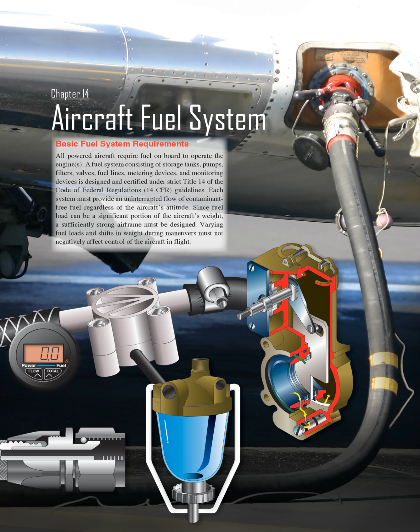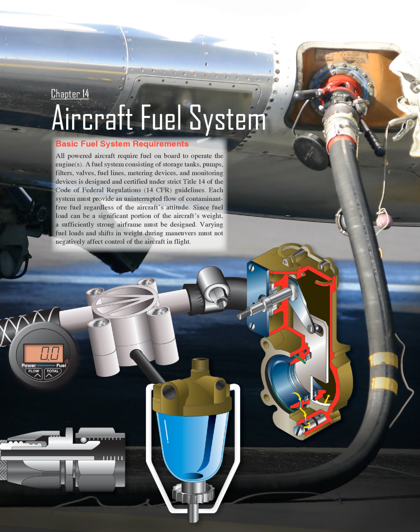Chapter 14 Aircraft Fuel System. Basic Fuel System Requirements. All powered aircraft require fuel on board to operate the engines. A fuel system consisting of storage tanks, pumps, filters, valves, fuel lines, metering devices, and monitoring devices is designed and certified under strict Title 14 of the Code of Federal Regulations, 14 CFR, guidelines.